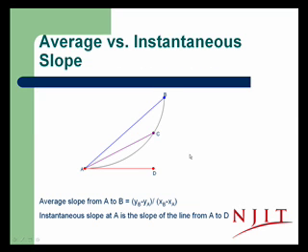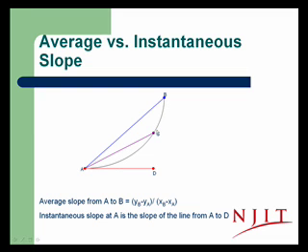Today we're going to discuss the difference between average and instantaneous slope. As we see in the figure, there's a curve, a black curve, that goes from A to B. The average rate of change as we go from A to B is the slope of the line, the blue line, from A to B. That is y at B minus y at A divided by x at B minus x at A. It gives the average rate of change of the curve as we've gone from A to B.